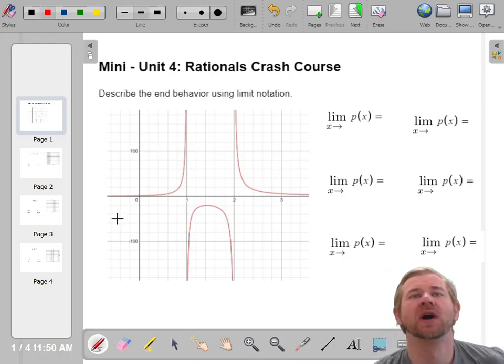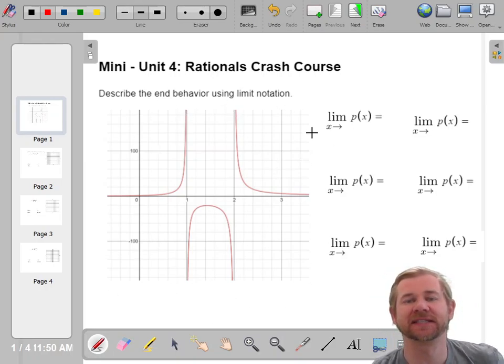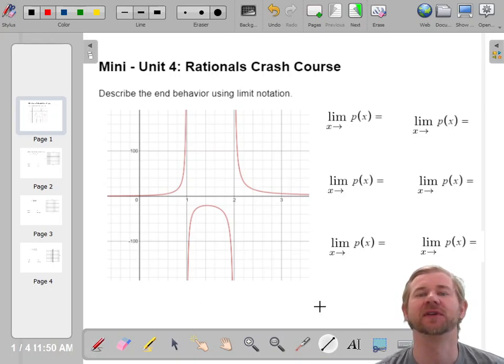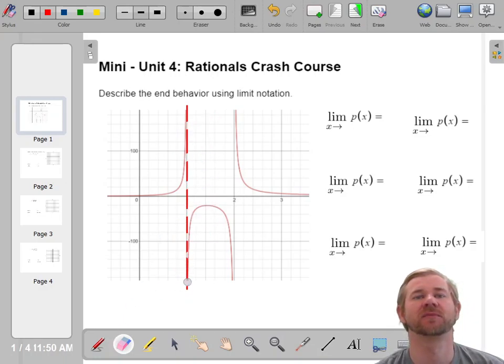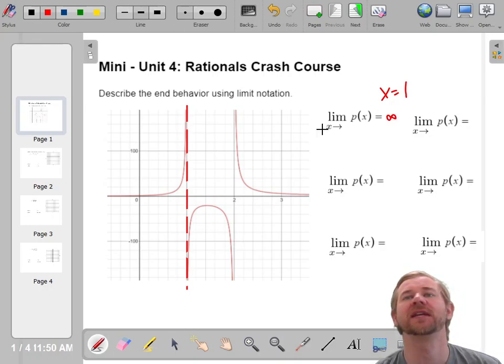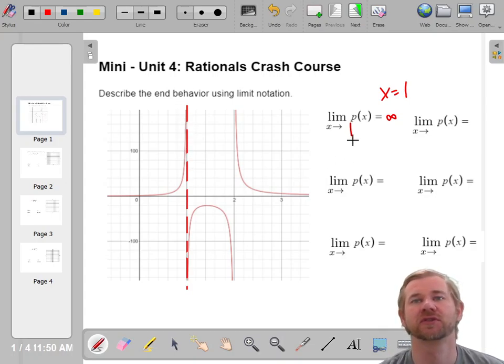There are 1, 2, 3, 4, 5, 6 places this function leaves the page, the graph that I have. So let's first focus on those two. And this is, I'll sort them just by asymptote. This is the x equals 1 asymptote. And you can see that it goes up. So we're saying y goes to infinity as you get closer and closer to 1.